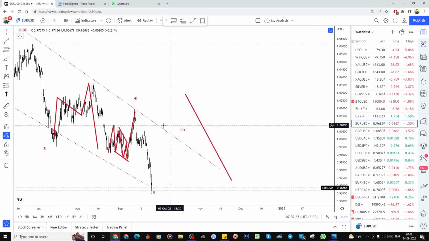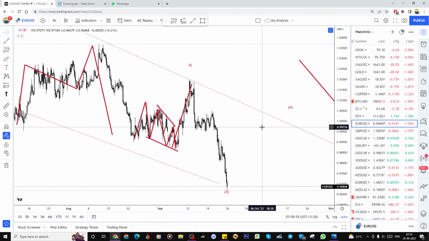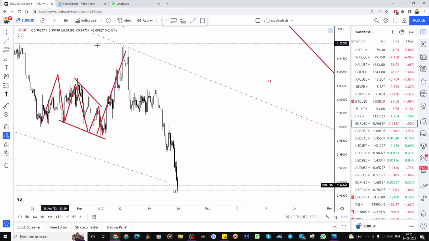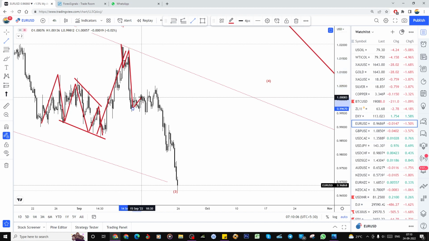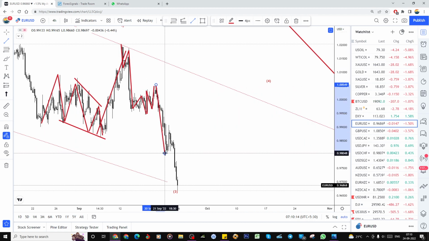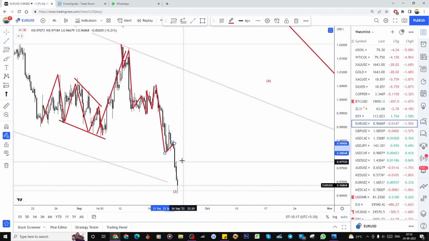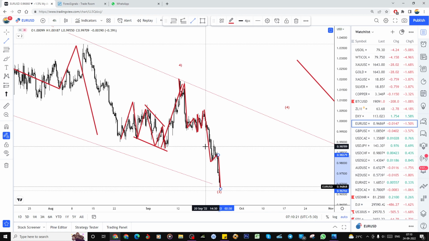And here also it's looking like it's going to complete the five-wave structure. Here is a 1, 2, 3, and the 4, and the 5. After that it's a 1, 2, 3. So this is a 1, this is the 2, this is the 3, and here is the 1. It's looking like a triangle, and the fifth wave was already completed yesterday.